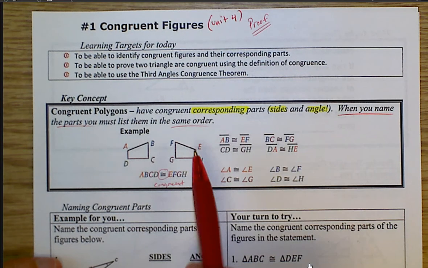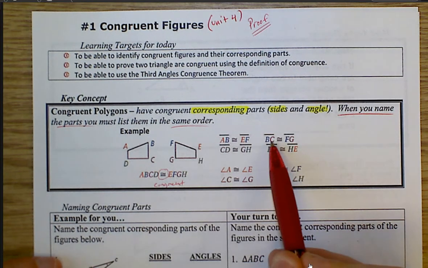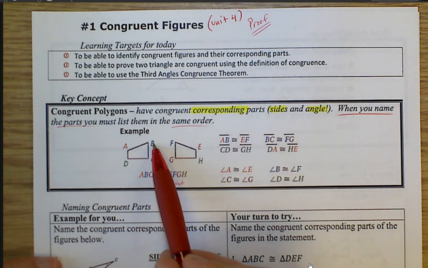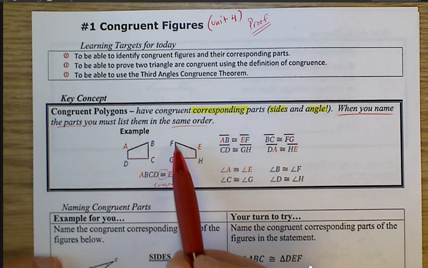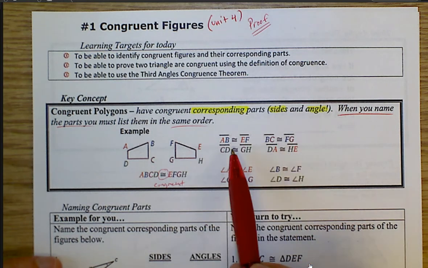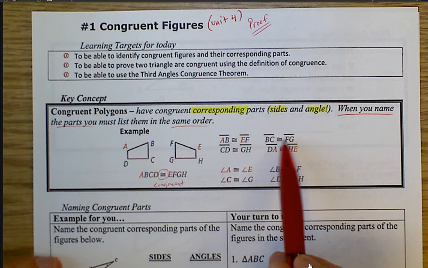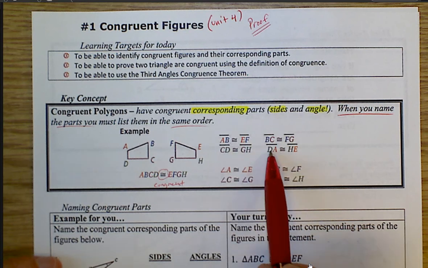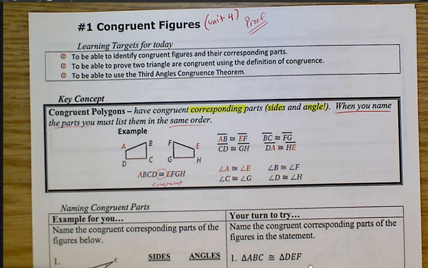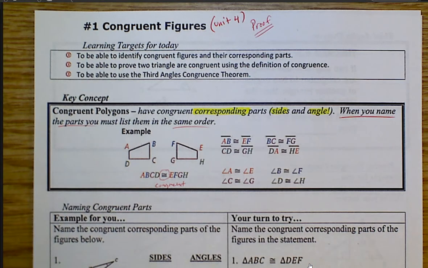I know this one says BC, but let's just say I flipped it around and I went CB. If I went CB, I'd have to name this one GF. You have to stay in the same order. So you can see red, red, blue, blue, purple, purple, green, green, red, red. The order in which you list things is very important.